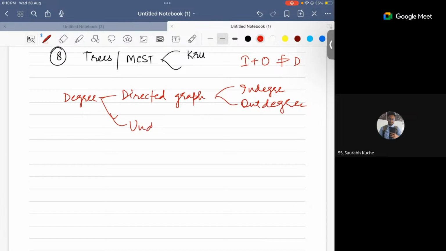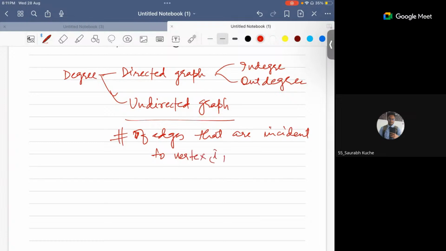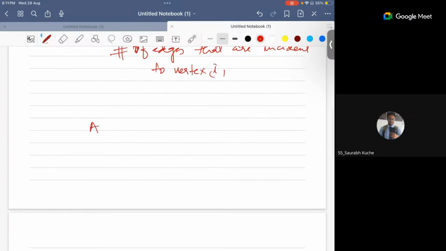And then for the undirected graph, you directly tell degree as, for any vertex, the number of edges that are incident to that vertex. So the total number of edges that are incident to vertex i.